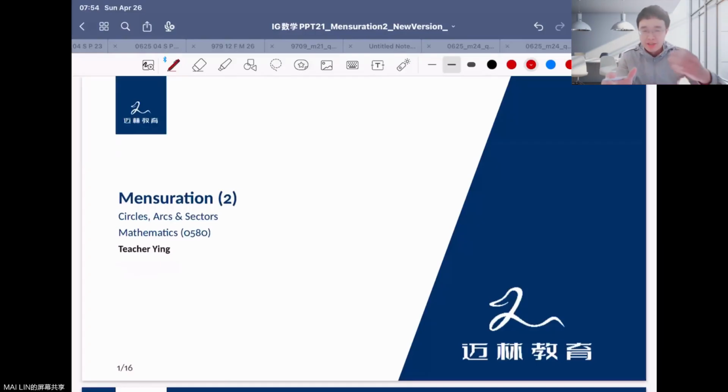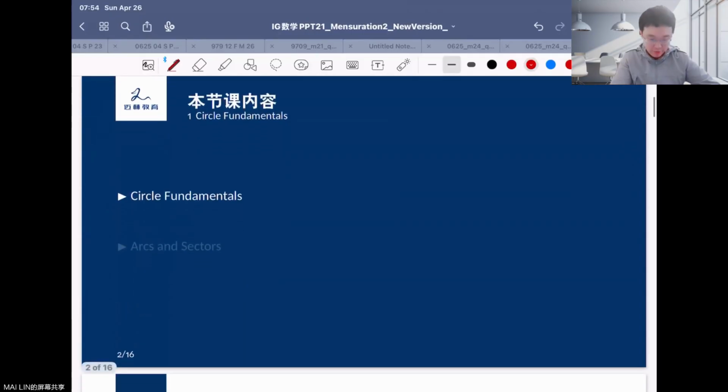Hey, hello guys. Today our topic is about measuring two. Okay, so let's move into the first slide about circle fundamentals.